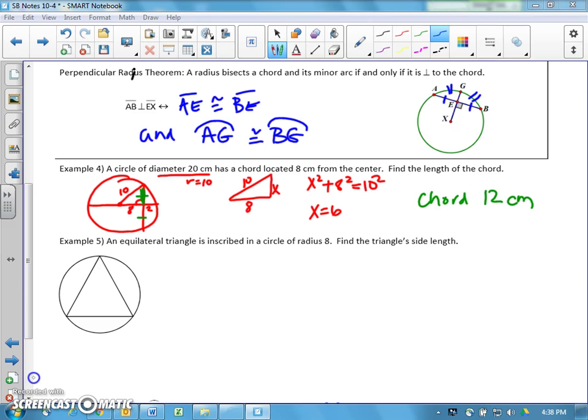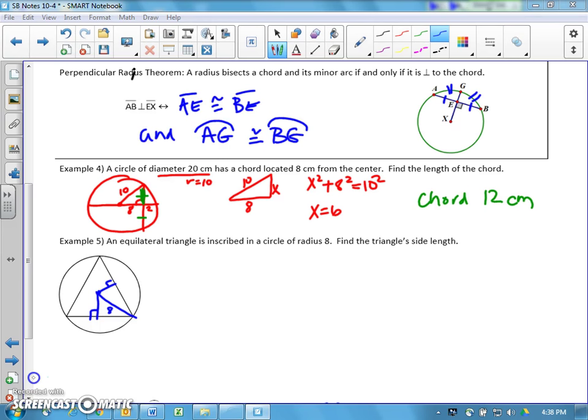Now let's look at example 5. An equilateral triangle is inscribed in the circle of radius 8, and our job is to find the triangle's length. Okay, so remember that your circumcenter means that these are going to be on perpendicular bisectors, which means if I go here, so I'm perpendicular to the sides of my triangle, those have to be the same length. This, my radius, is 8. So I can set this up.